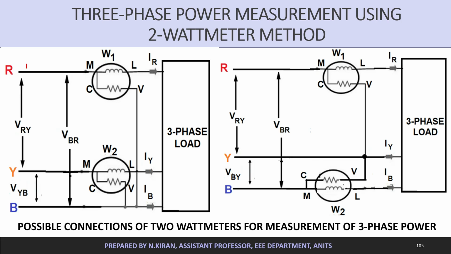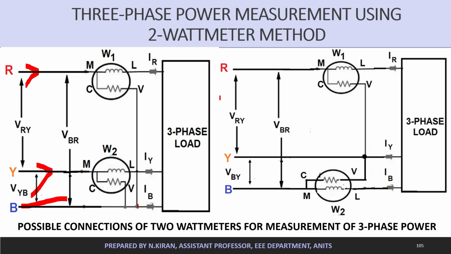The first way of connecting is that the current coil of the first wattmeter is connected in R phase and the current coil of the second wattmeter is connected to Y phase, and the pressure coils of both wattmeter 1 and wattmeter 2 are connected to the common terminal, B phase.